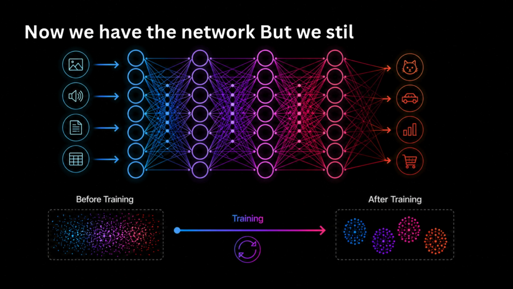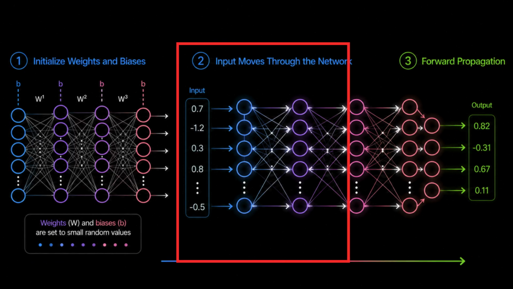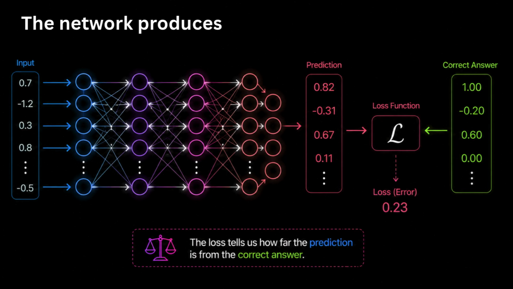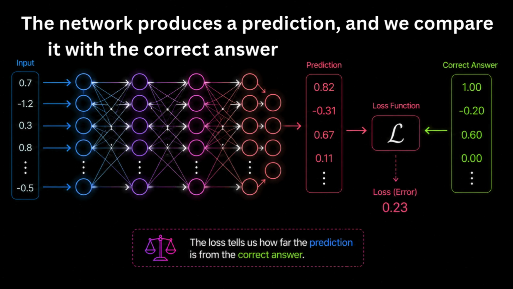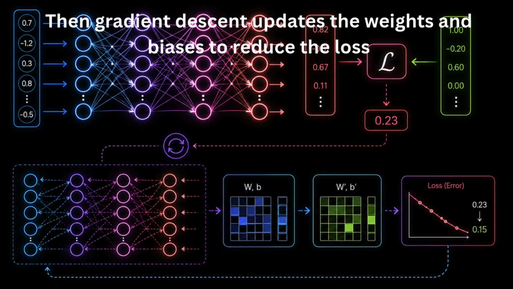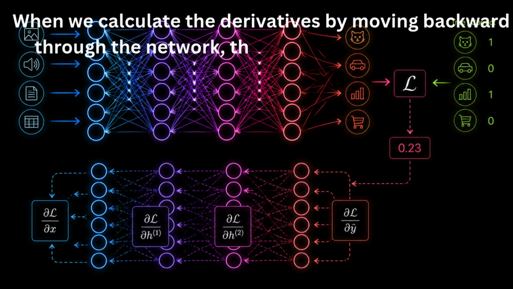Now we have the network. But we still need to train it. We initialize the weights and biases. Then the input moves through the network. That's forward propagation. The network produces a prediction, and we compare it with the correct answer using a loss function. Then gradient descent updates the weights and biases to reduce the loss. When we calculate the derivatives by moving backward through the network, that's backward propagation.